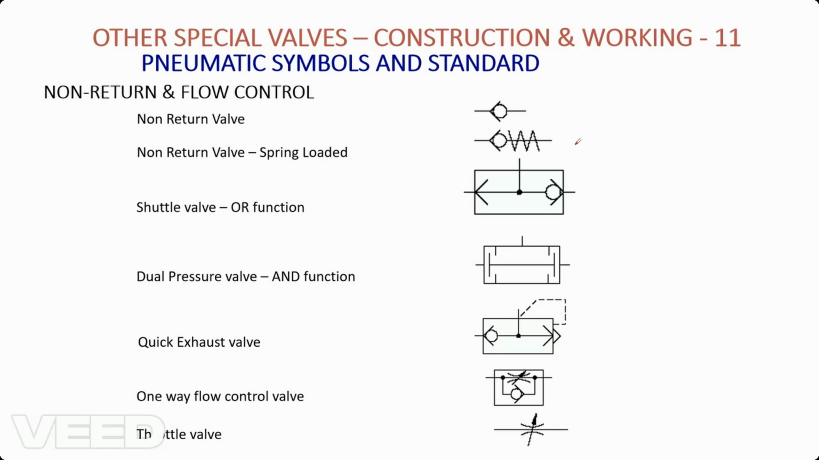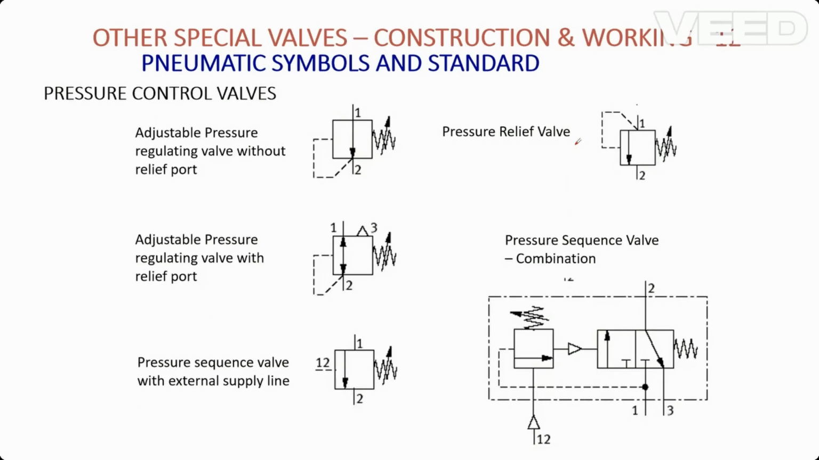The next four are the components which we have seen in our previous videos. One is the shuttle valve, which works on OR logic function. Next one is the dual pressure valve, which works on AND logic function. Next one is the quick exhaust valve, which releases the air pressure. Next one is the one-way flow control valve, which controls the flow of air only in one direction. In the opposite direction, it will not control. The next one we have is the throttle valve. Throttle valve is nothing but an opening level valve where pressure can be controlled.